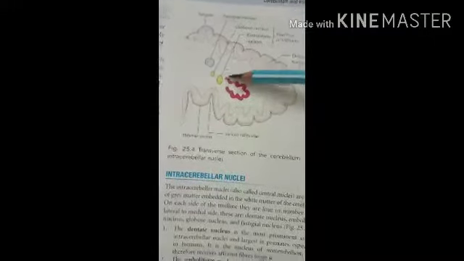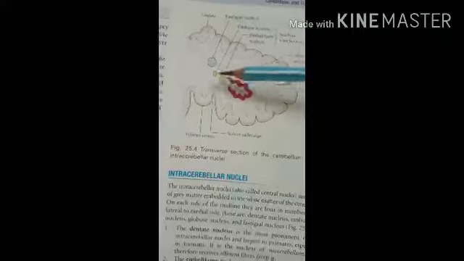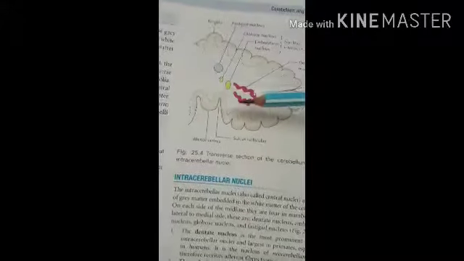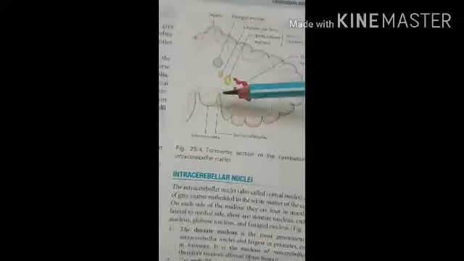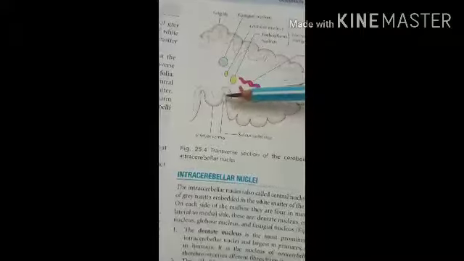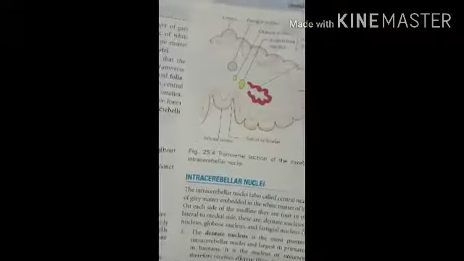So it is oval in shape and situated medial to the dentate nucleus. So here it is the nucleus of the paleocerebellum, and hence it also receives afferent fibers from it.